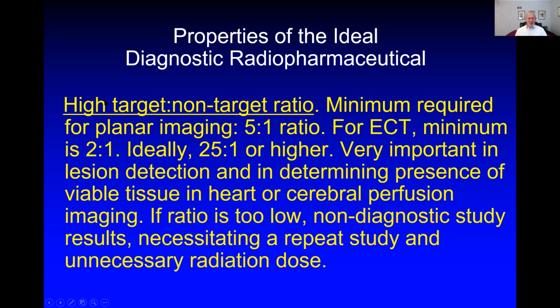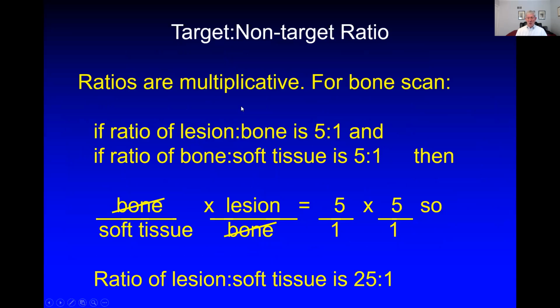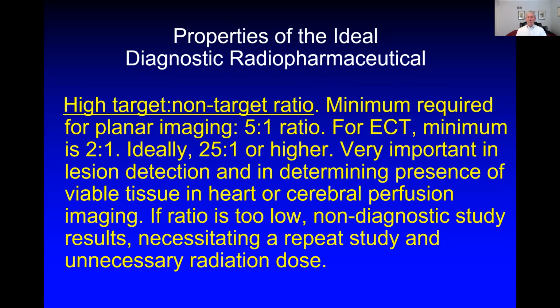Now, let's take this target and non-target ratio a little higher. When we're doing a bone scan, we expect to see bones. What would be the target and non-target tissues on a bone scan? I'm going to give you a hint here. There actually are 2 different ratios we're going to deal with. We expect to see bones. That's the target tissue. What would be the non-target tissue? Soft tissues? Good. All the soft tissue in the body. So we want to see bones against soft tissue. We want to see that.